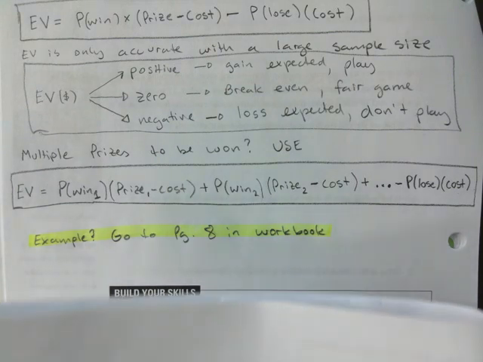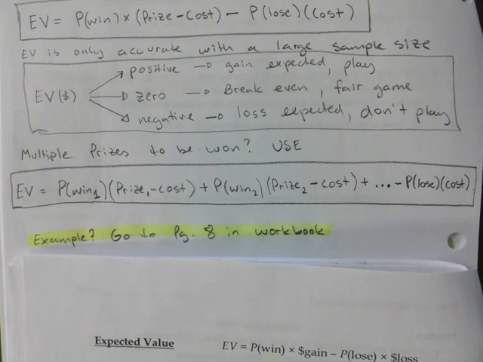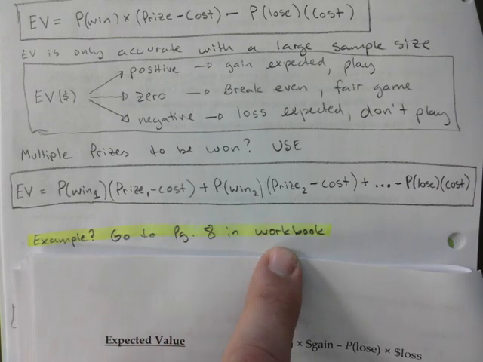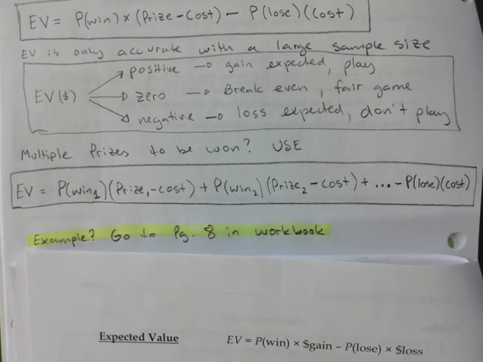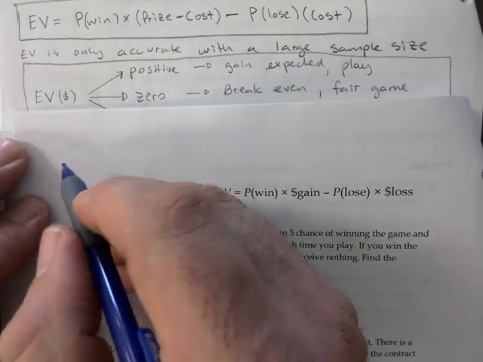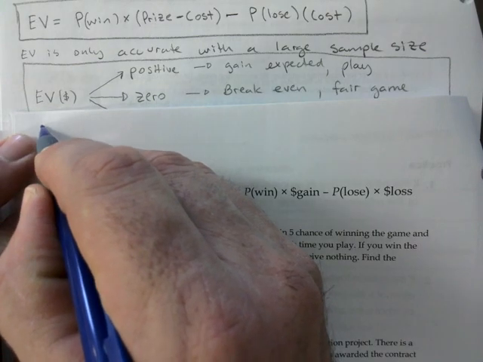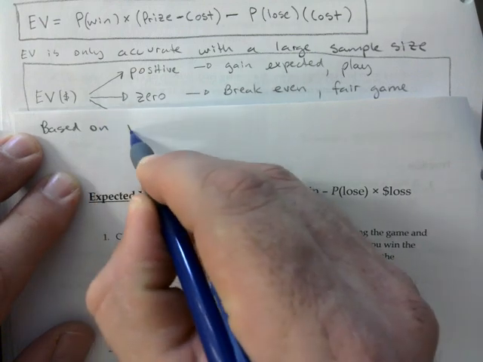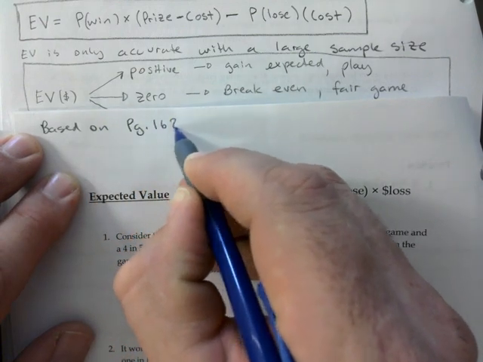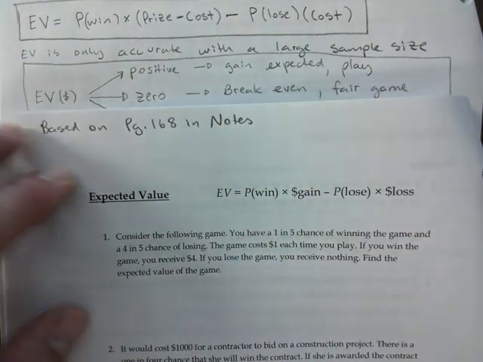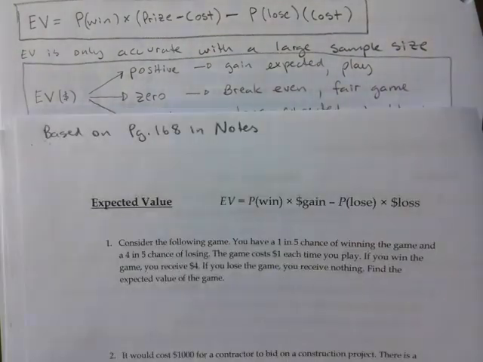And then we take our workbook. I want to do at least one example before we go, at least one, okay? So we tell ourselves we're going to page 8 in the workbook. And in the workbook, when you go to page 8, I will do it based on page 168 in notes, right? So you kind of cross-reference it. You cross-reference it on both of them.